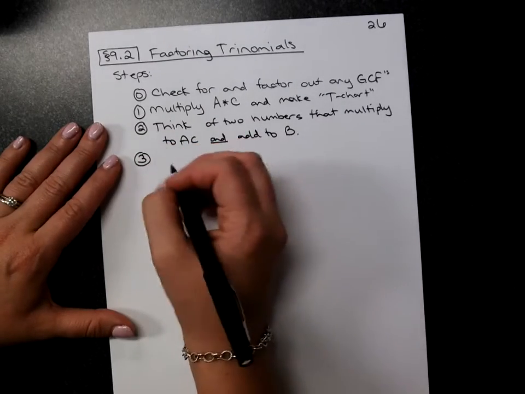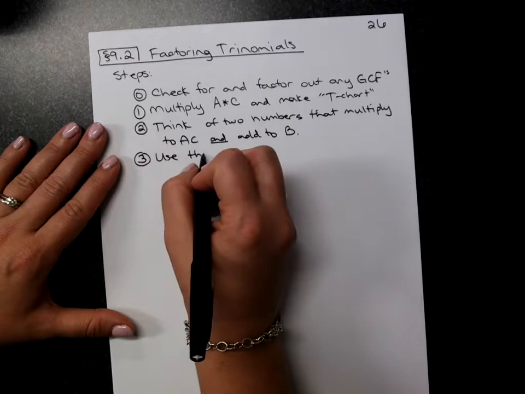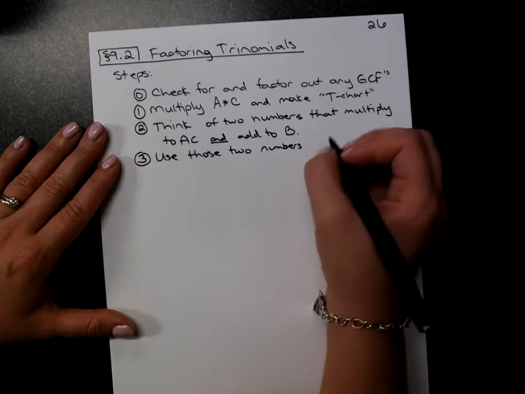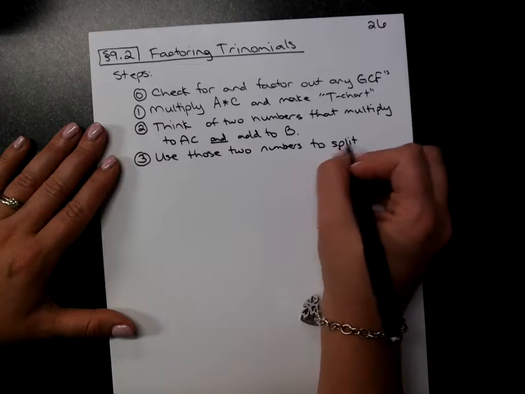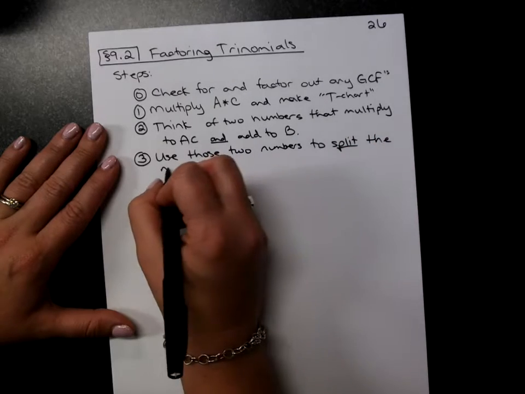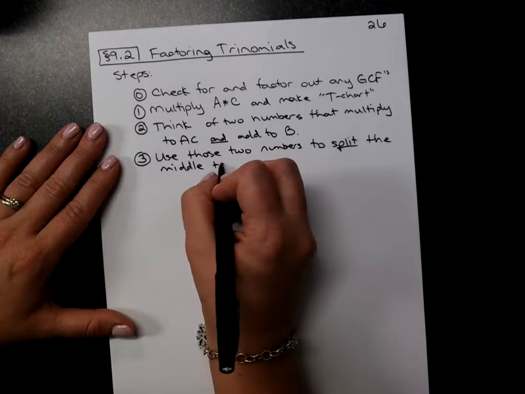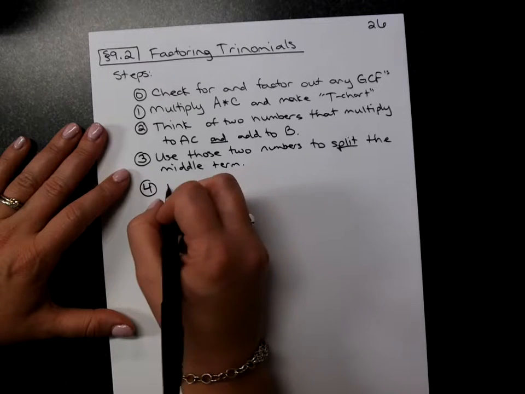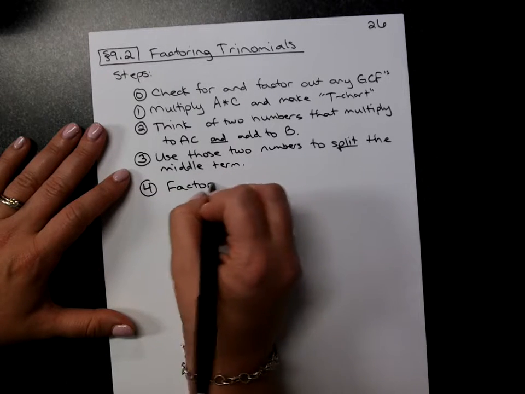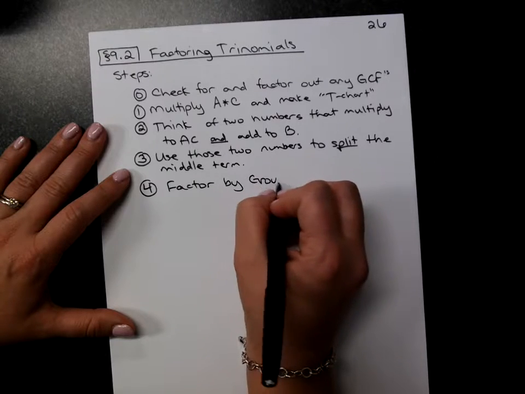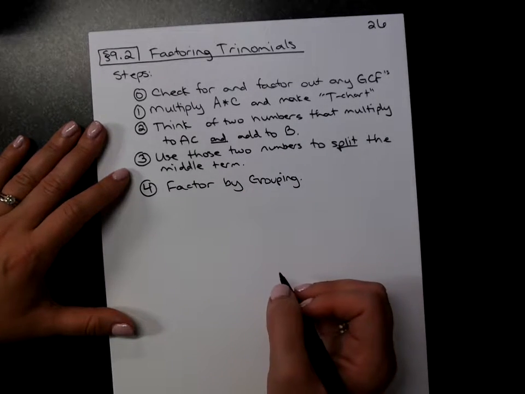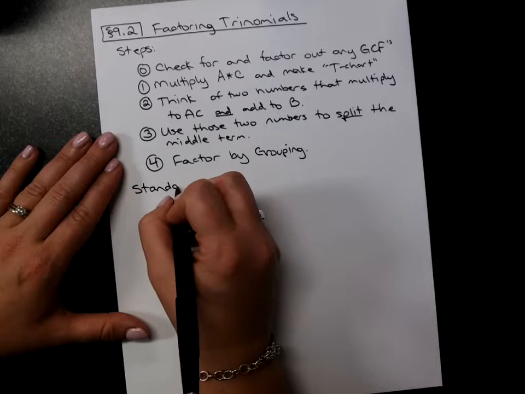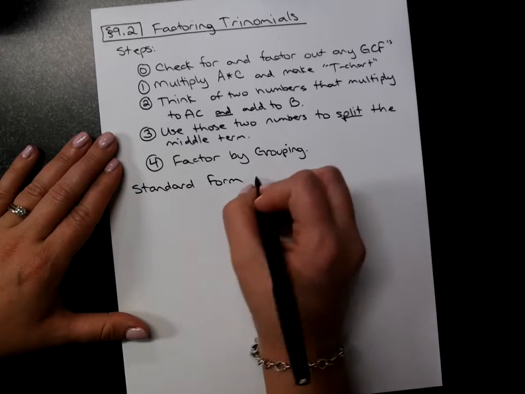Step 3, once you've done that, you use those two numbers, the two you thought of, to split the middle term. And once you've split the middle term, step 4 is to factor by grouping, which is what we learned in class. Factor by grouping. Alright, so a trinomial, a standard form trinomial.